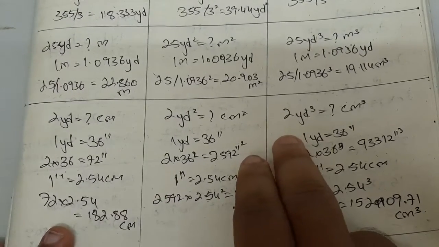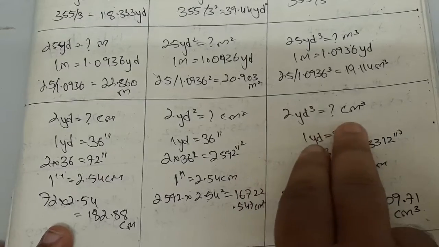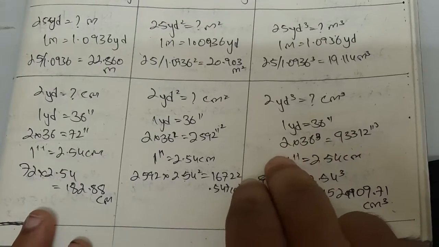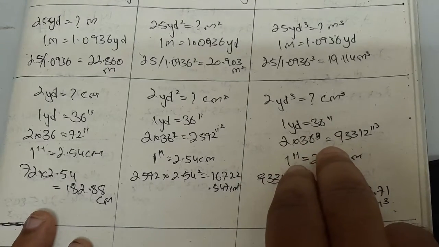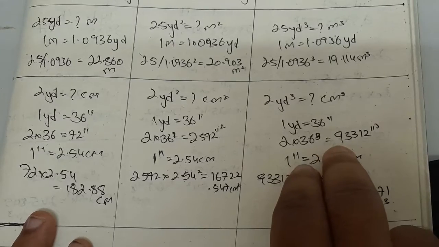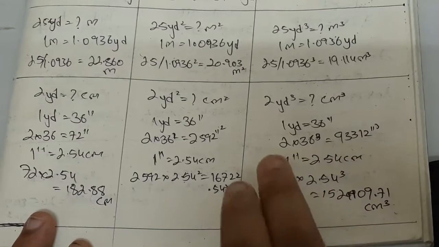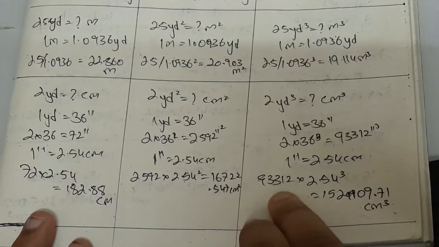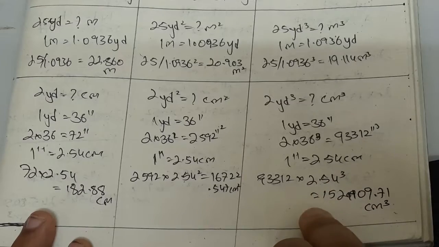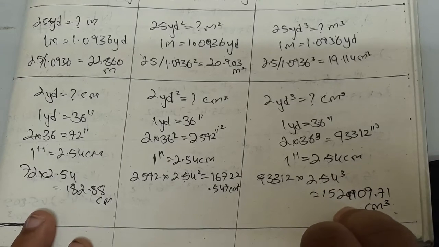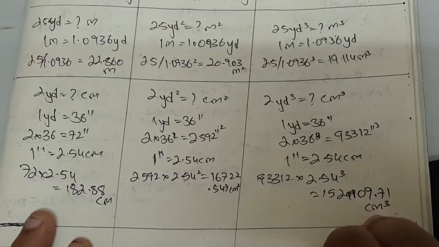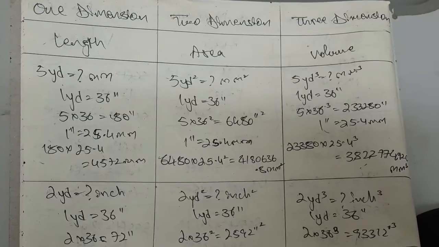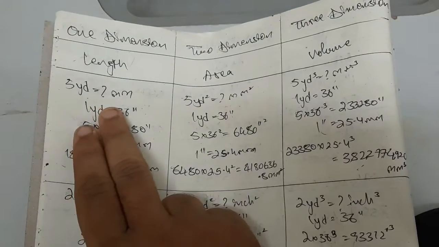In the next third dimension, we have 2 yard cube is equal to how many centimeter cube? Since 1 yard is equal to 36 inches, we have 2 into 36 cube, which gives us 93312 inch cube. Now since 1 inch is equal to 2.54 centimeters, multiplying 93312 into 2.54 cube gives us 152,909.71 centimeter cube.